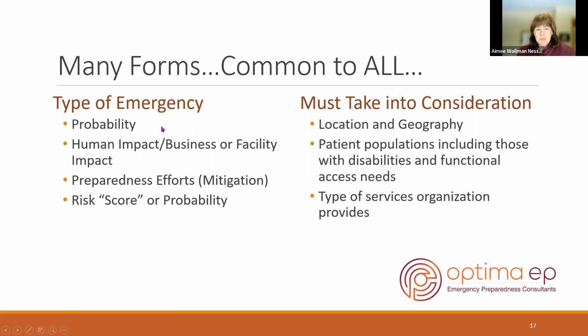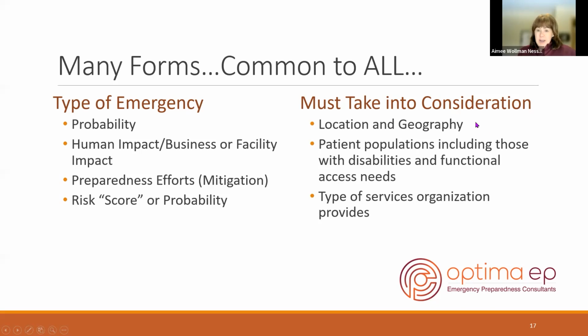So even though we talk about planning by function, in the HVAs, the hazard vulnerability analysis, we still do talk about specific threats. And you are supposed to look at the probability of a threat happening, what kind of impact it would have on the human impact or your business or your facility, your infrastructure, as well as what types of mitigation efforts you have had to try to lessen the impact of that type of event. And then eventually you end up with a score. And that is how you determine your top 5 hazards.